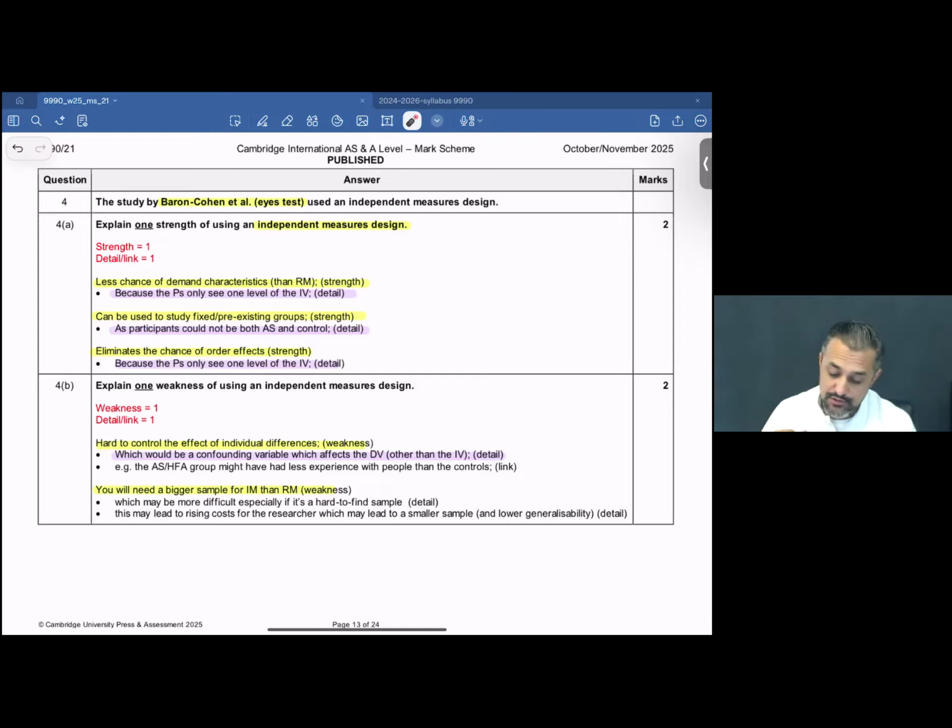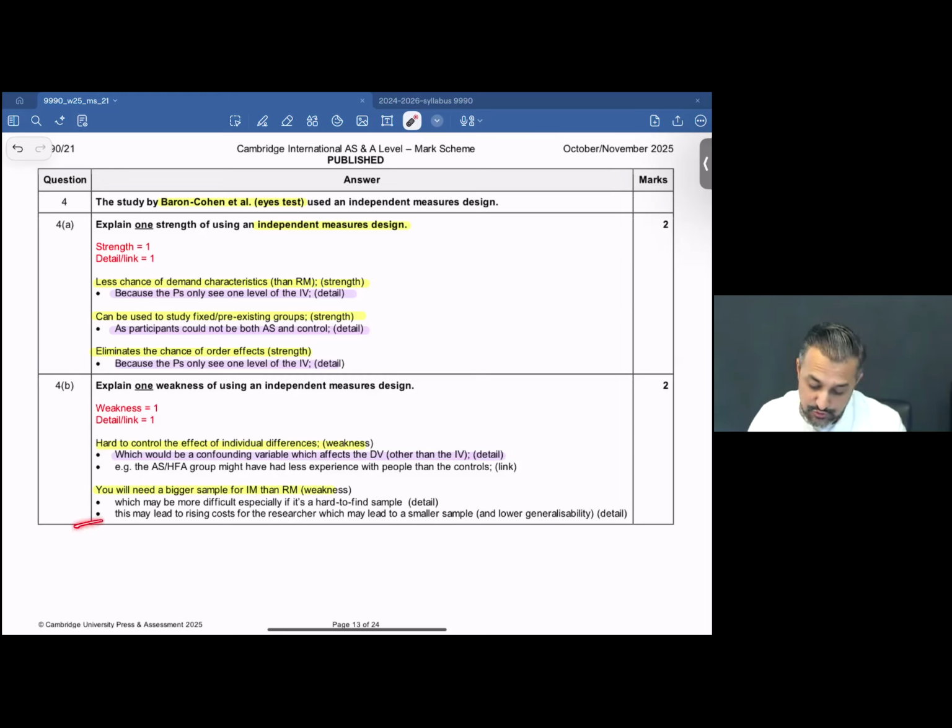So where there is an independent measures design, you need more people for the sample. And if it's a repeated measures design, even if you had 30 people in total, you would have used the same 30 people and made them go through condition 1, condition 2, and condition 3. So which may be more difficult, especially if it's a hard to find sample, or if you want to link this.